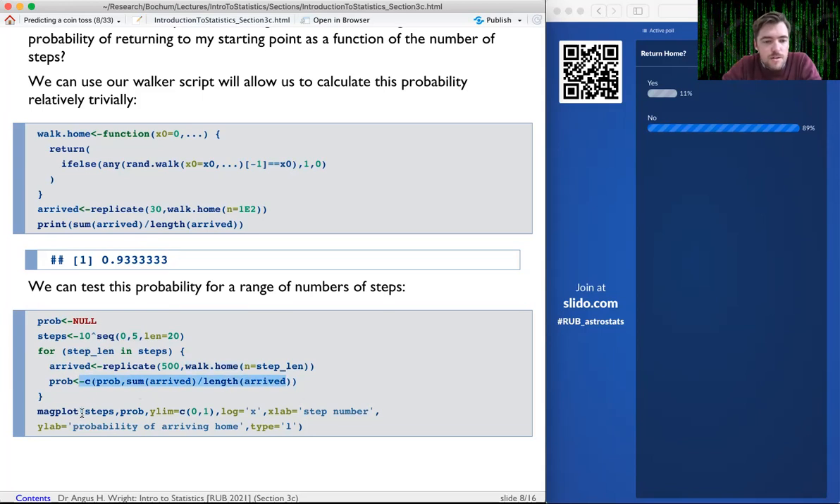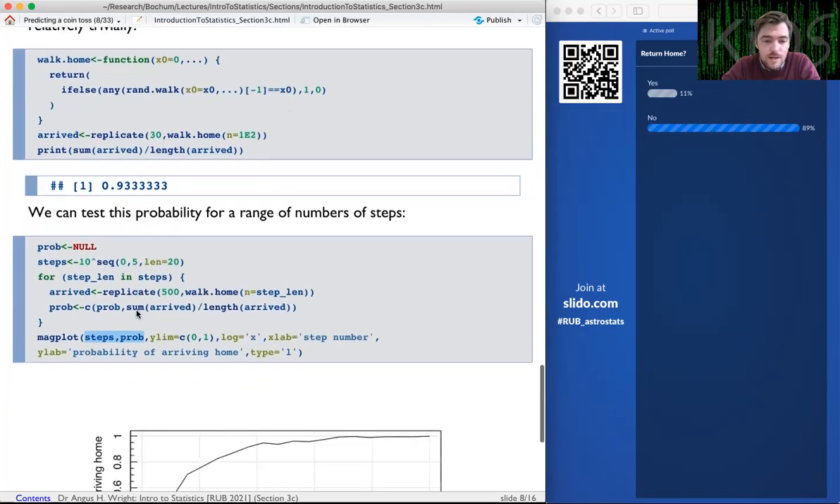And then I plot the probability of returning home given the number of steps. So what's this going to look like? Well, it was 93% at 100. So it's going to be less than that at less than 100. It's probably going to be higher than that, higher than 100, we would expect.